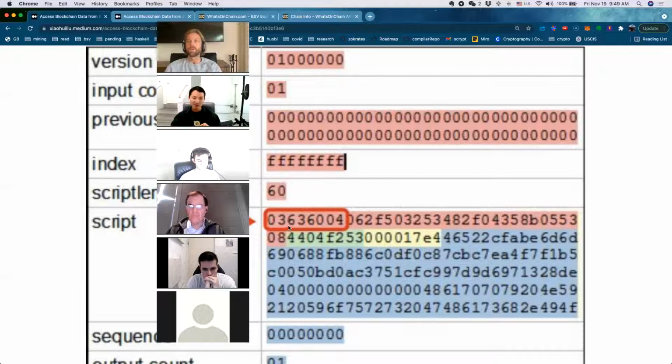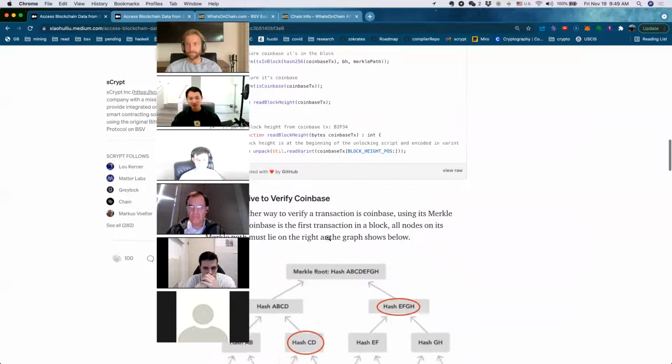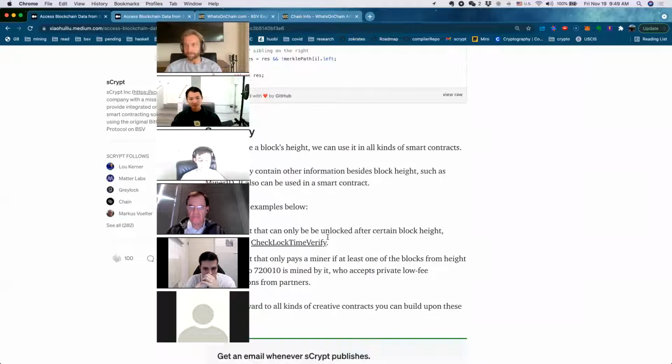So if it's 3, the next 3 bytes encode it. If it's 100 years from now, you can do the math. On average, 10 minutes every block, and probably it's not 10 bytes, maybe 4 or 5 bytes. You can know this, it's encoded. Yeah, good question. Okay, cool, that makes sense.